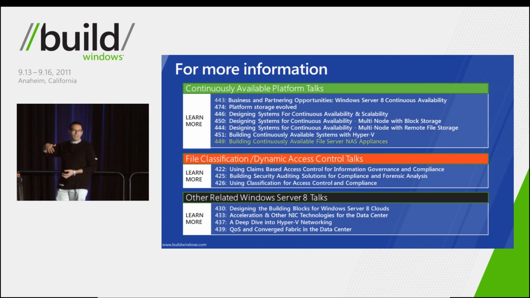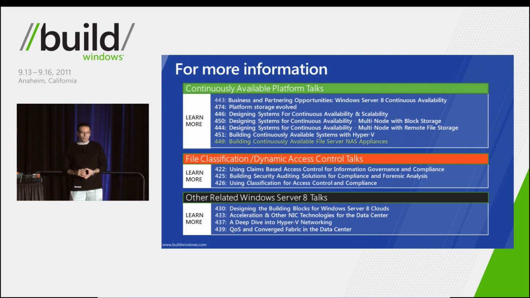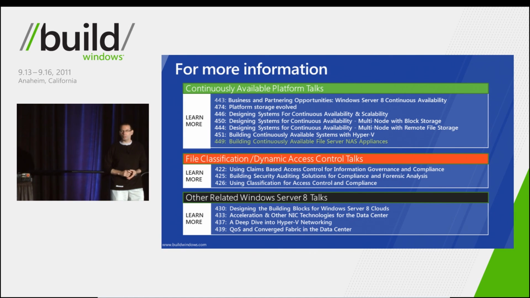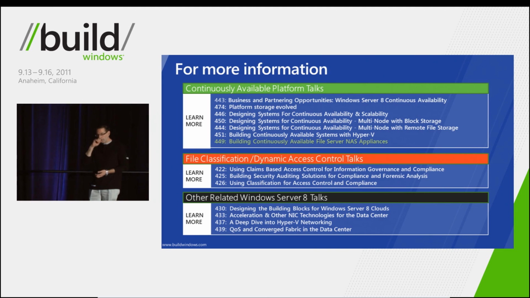The continuous availability platform talks, I'd encourage you to go look at any of those that you've missed. There's a section on file classification and dynamic access control. I mentioned a little bit earlier, there are 3 sessions that talk about that. It's kind of a sleeper feature that we're delivering in Win 8. And then some other Windows Server 8 talks that are related to the technologies for making this all work.